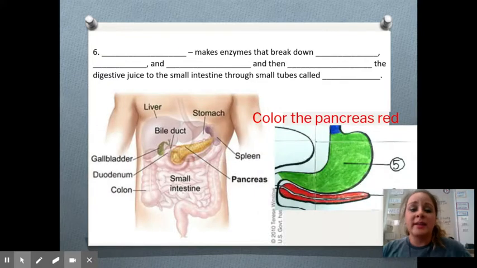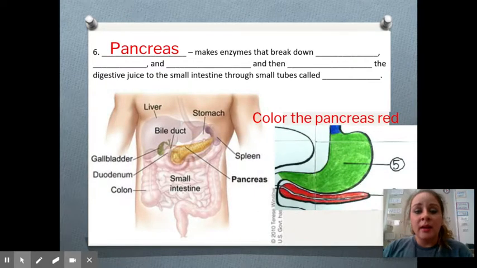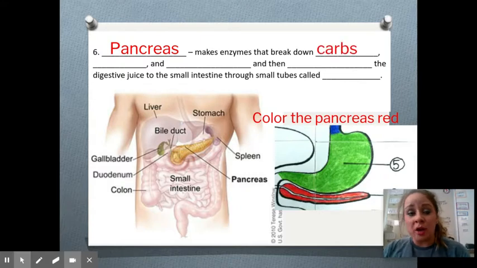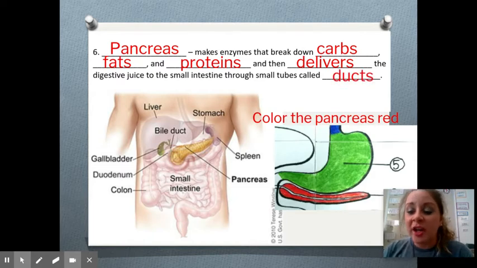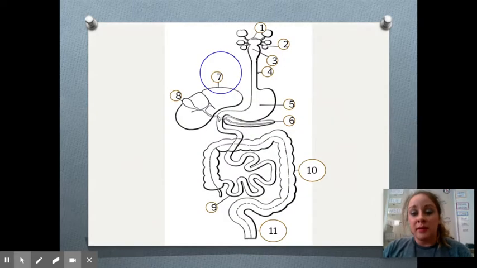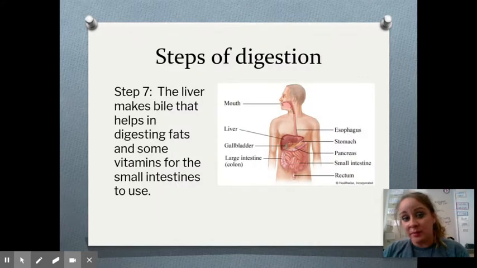Okay, step 6, your pancreas. The pancreas makes enzymes that break down carbs, fats, and proteins, okay? And then the pancreas delivers the digestive juice to the small intestines through tubes called ducts, okay? Now we will be moving to number 7.